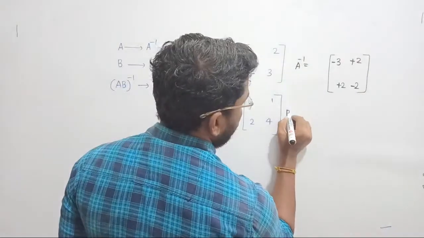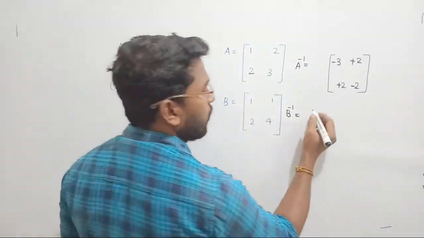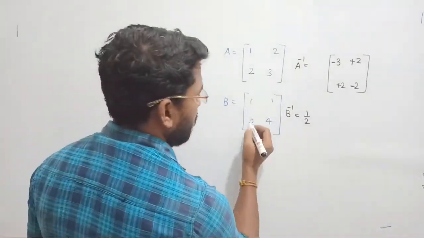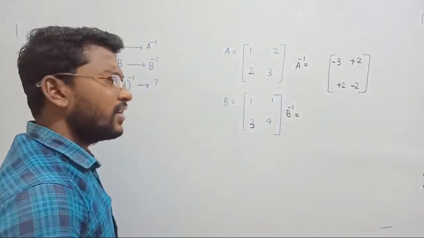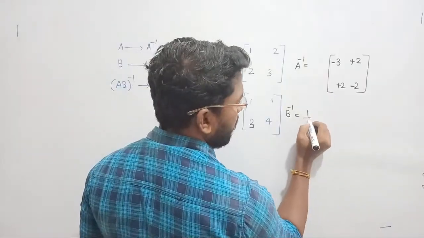Repeat the same procedure for B inverse. Find out the determinant. 4 minus 2 will give you 2, such that it is going to be 1 by 2. Exactly, right? So let me do one thing. Let us change the value to 3, for simplicity. I would like to consider some simple values. I don't want to do some divisions and all. So 4 minus 3 will give you 1, such that I am getting 1 by 1.